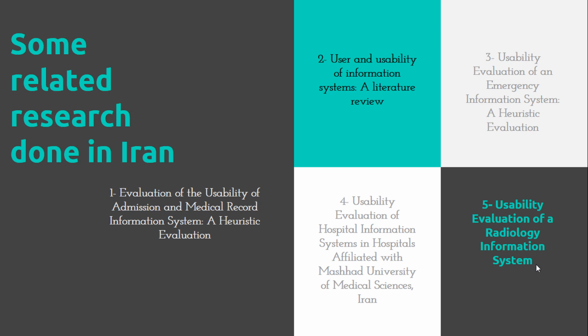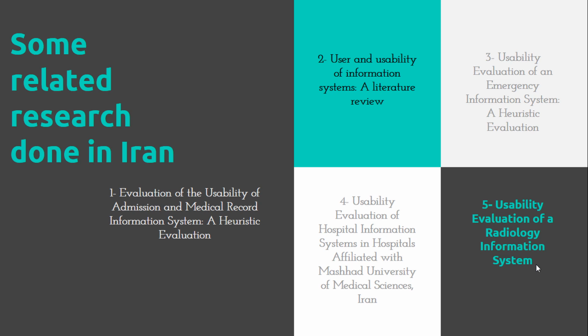The second one is about user and usability of information systems, a literature review. This review study was conducted using a thematic search on online databases such as PubMed, ProQuest, Google Scholar, Science Direct, Scopus, and professional websites and books. Articles and content were selected based on the similarity of content and their adaptation to the study objectives, which were 50 full-text articles, 12 books, and 6 scientific materials. These materials were studied in detail, and 38 of them were used to compile the final version of the study.